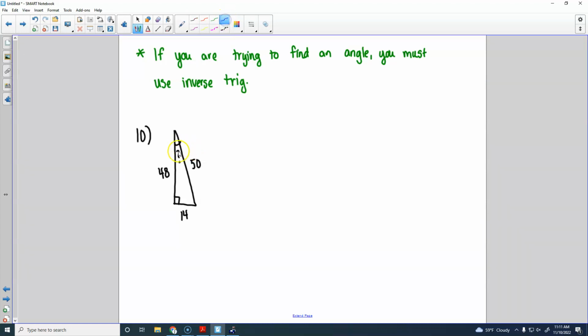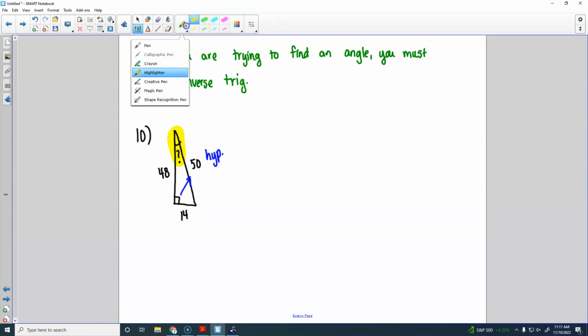You could use any of them, but a lot of times there's only 2 sides, so you can't do that. So the first thing you need to do always when you're doing trig is decide what's opposite, adjacent, and hypotenuse, right? So hypotenuse is right here, it's 50. It's across from that right angle. The angle that you're looking at here is right up here. So 48, that's adjacent. It's the side that touches the angle, but it's not the hypotenuse. And then 14 is your opposite side.